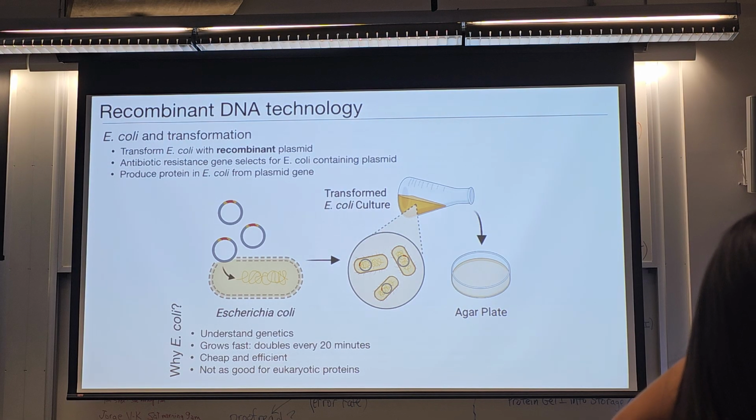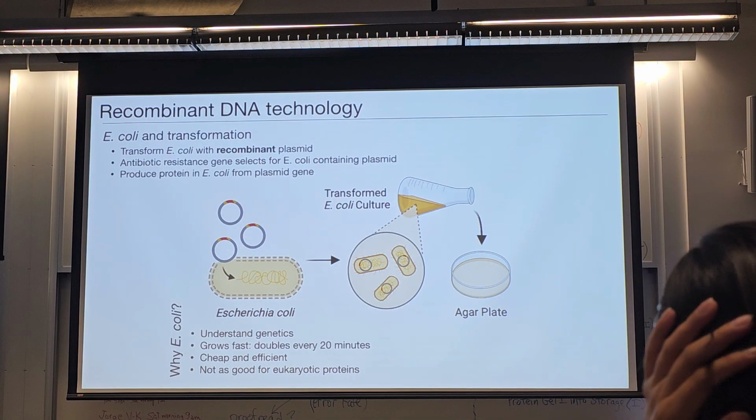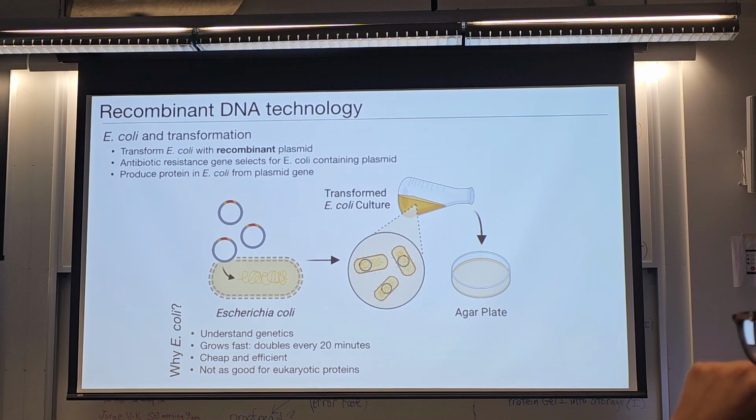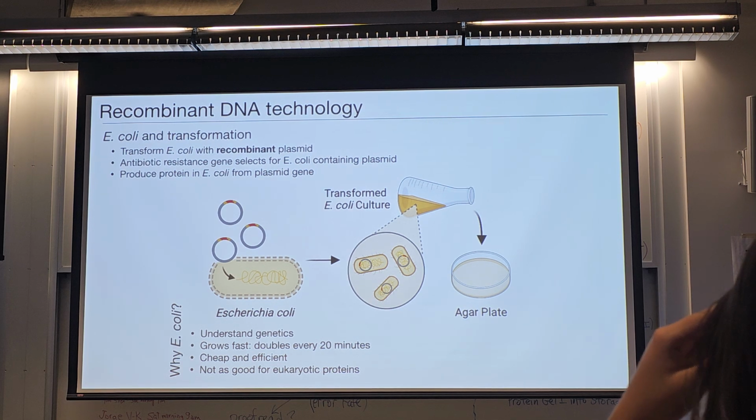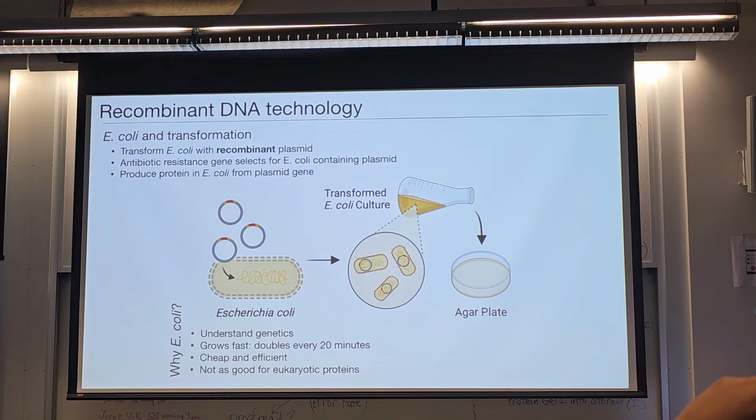The other great thing about E. coli is it grows really rapidly. So it doubles every 20 minutes. So if you're growing up E. coli, you don't have to wait a long time. E. coli is efficient, it's cheap, but the drawback of a bacterial system is that if you're trying to express a eukaryotic protein, then it can be a little bit more problematic because it doesn't have all the machinery that eukaryotes necessarily do.